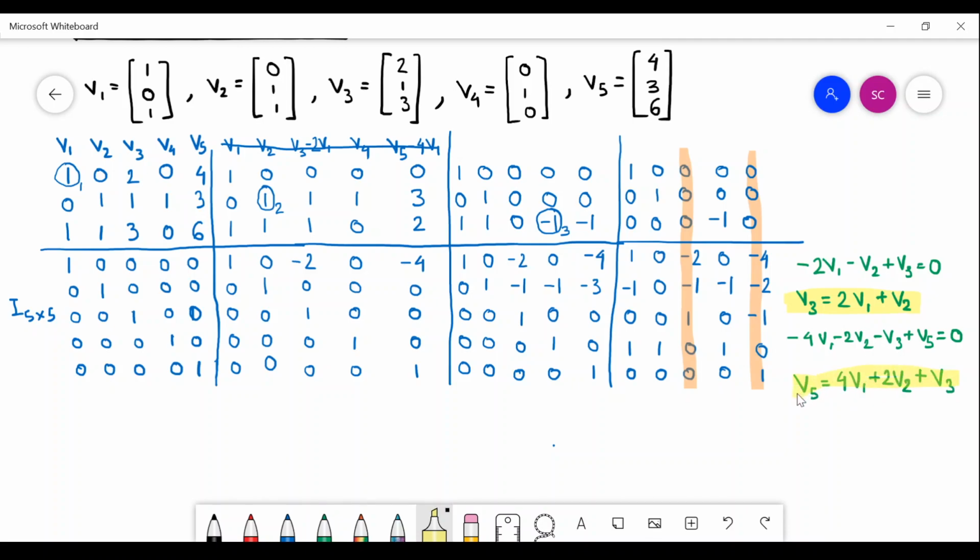This is the other dependence relation. Which are the vectors which are dependent on the other vectors? Vector number 3 and vector number 5. You notice that this is the third column, this is the fifth column, which has become 0. So the columns which become 0 are the vector numbers which are dependent on the other vectors.